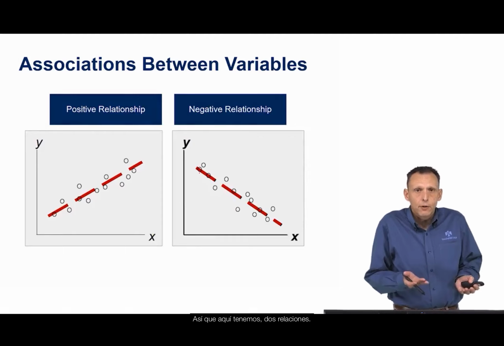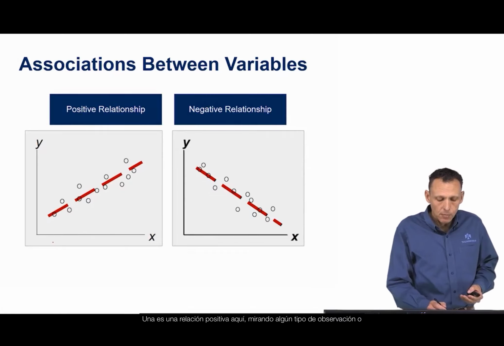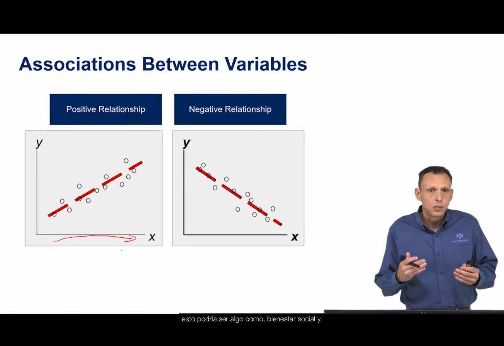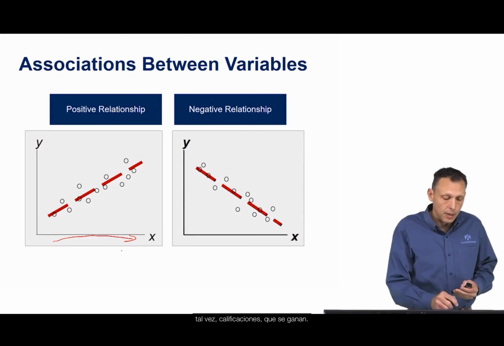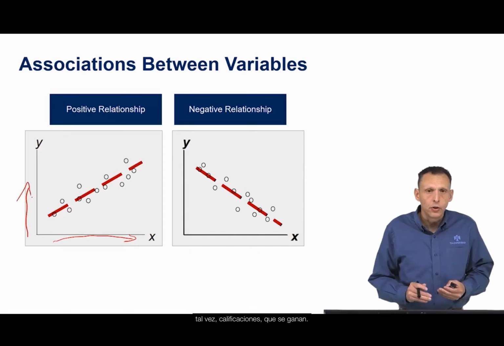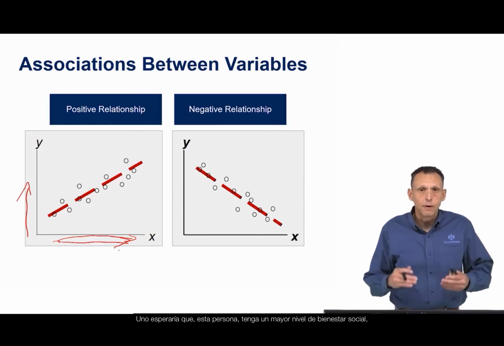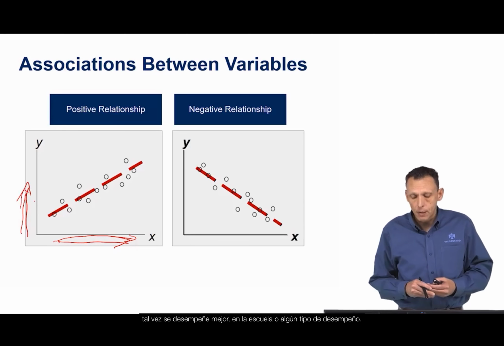So here we have two relationships. One is a positive relationship, looking at some kind of observation or data across the x-axis. This could be something like social well-being and maybe grades that are earned. You would expect that as a person has a greater level of social well-being, maybe they perform better in school or some kind of performance.